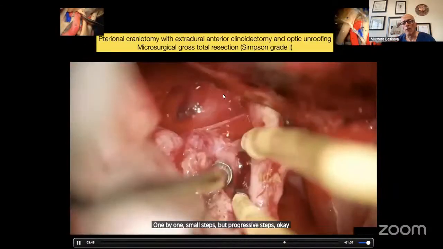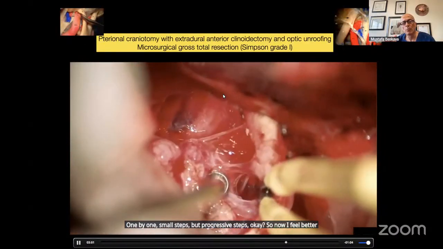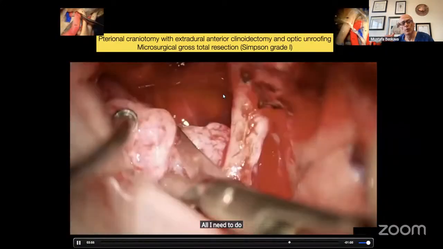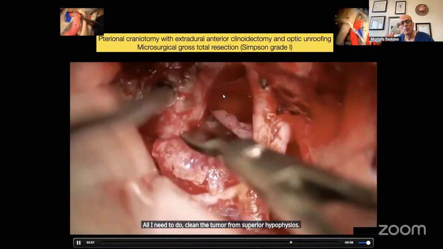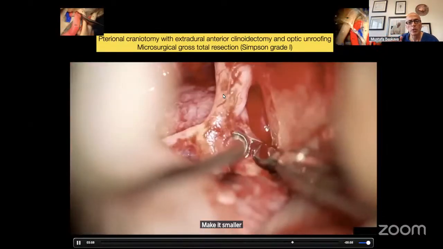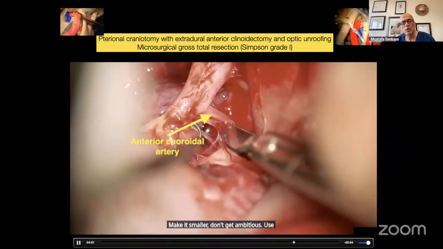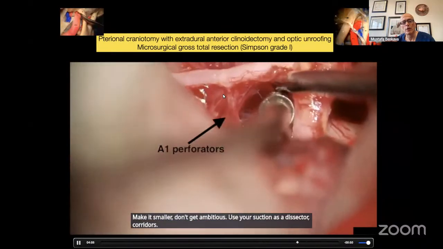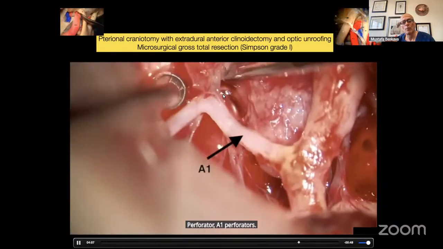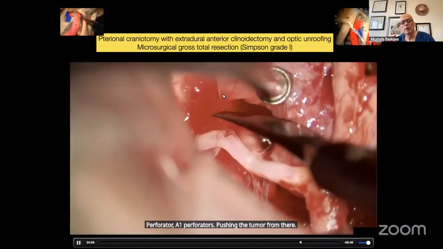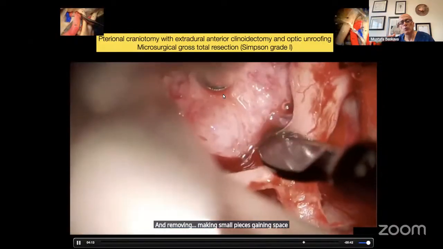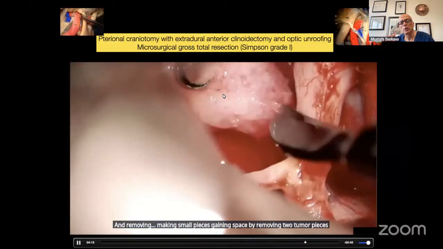Okay. So now I feel better. I clean the tumor from the main parent arteries. All I need to do, clean the tumor from superior hypophyseals. Make it smaller. Don't get ambitious. Use your suction as a dissector, choroidals, perforators, A1 perforators, pushing the tumor from there and removing, making small pieces, gaining space by removing tumor pieces.